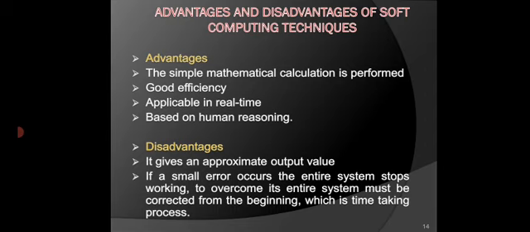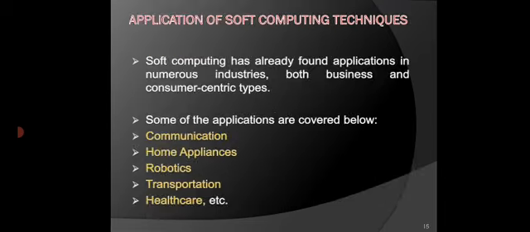So these are the advantages of soft computing techniques. Simple mathematical calculation is performed, it is very efficient, applicable in real life, and it is based on human reasoning. This is a brief discussion of the advantages; there are many more advantages of the technique in detail. These are the disadvantages. It is based on approximate output values. If a small error occurs, the entire system stops working. To overcome it, the entire system must be corrected from the beginning, which is a time-taking process.